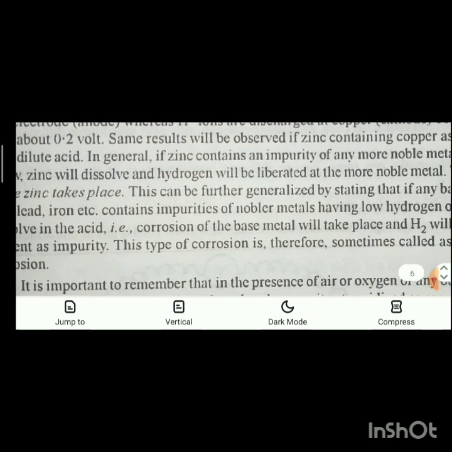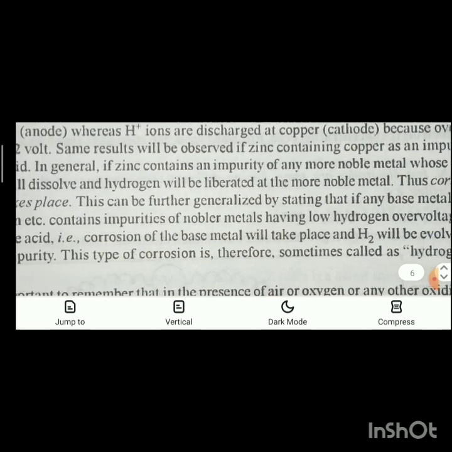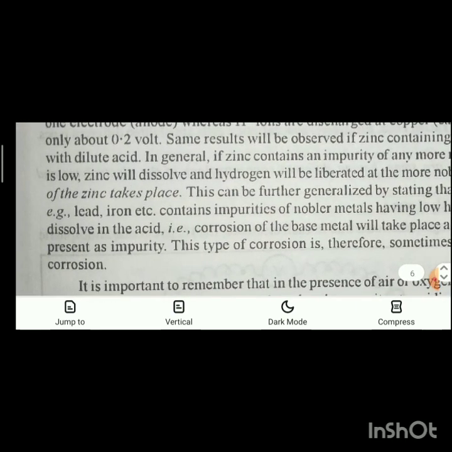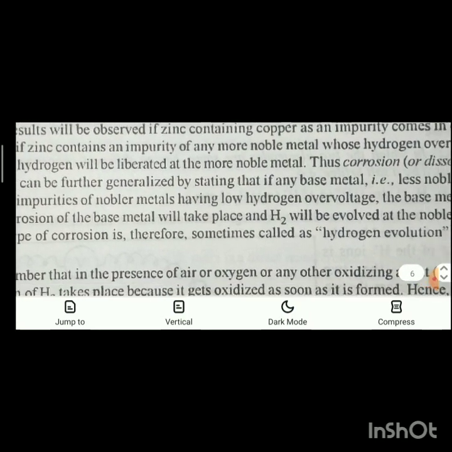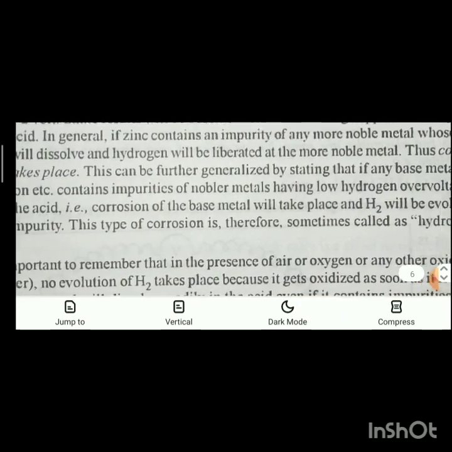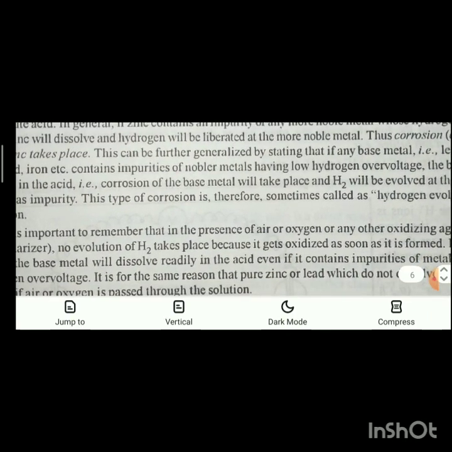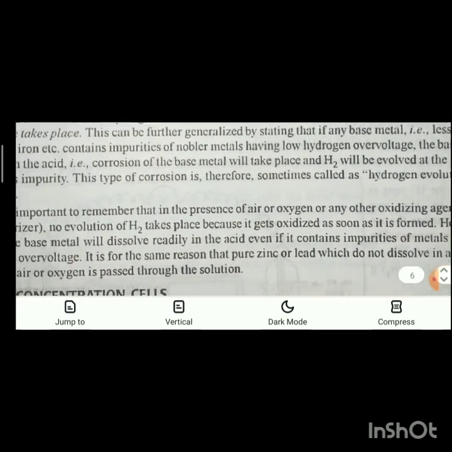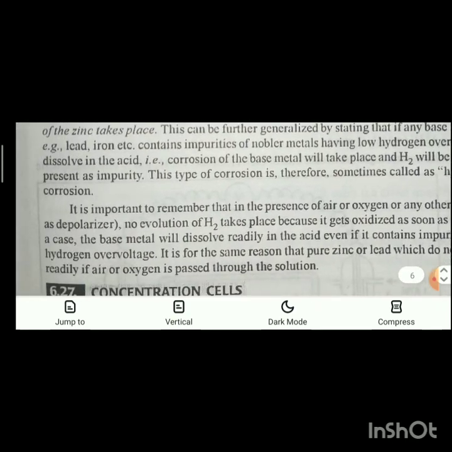This can be further generalized by stating that if any base metal, that is a less noble metal, for example lead, iron, etc., contains impurities of nobler metals having low hydrogen overvoltage, the base metal will dissolve in the acid, that is, corrosion of the base metal will take place and H2 will be evolved at the nobler metal present as impurity. This type of corrosion is therefore sometimes called the hydrogen evolution type of corrosion.